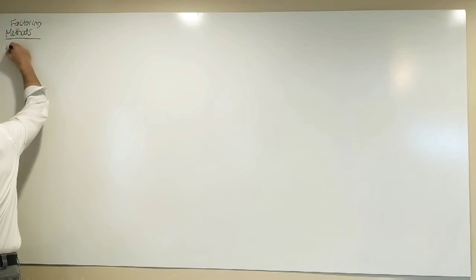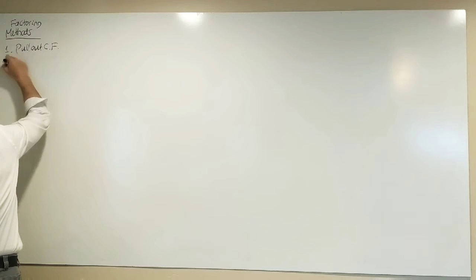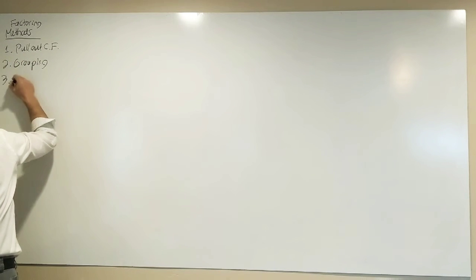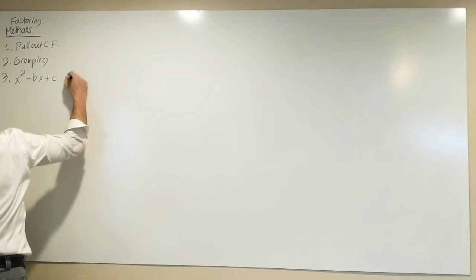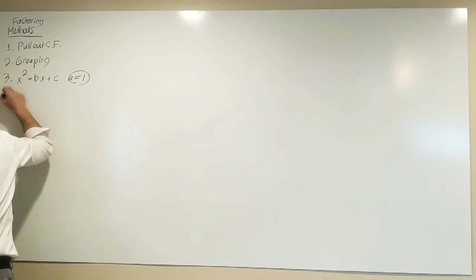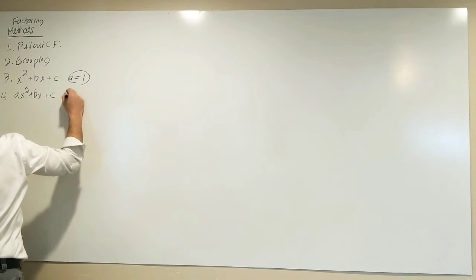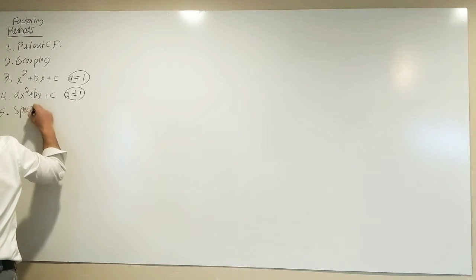Our first method is to pull out the common factor. Our second method is grouping. We learned both those last time. Our next one we're going to learn today is the x squared plus bx plus c method, where a equals 1. Our fourth method is the ax squared plus bx plus c method, where a does not equal 1. And our fifth and final method is special cases.